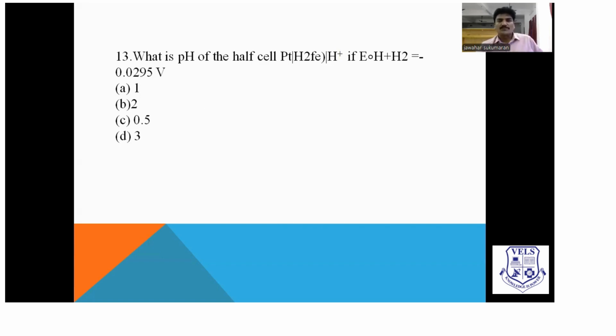What is the pH of the half cell Pt, H2 | H+ if E of H+ | H2 equals 0.0295 V voltage? A1, B2, C 0.5, D3. See, note this one. C is the correct answer.